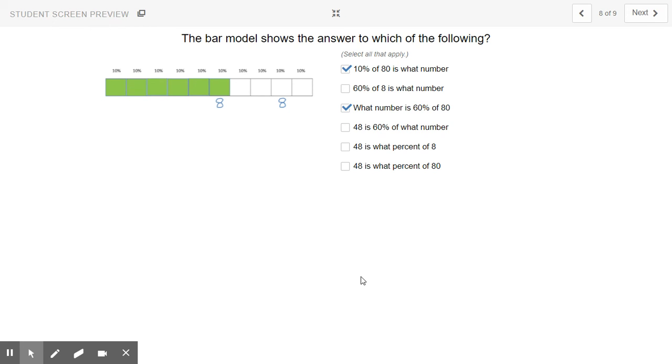48 is 60% of what number? Is it showing 48? Each green box equals 8, and there are 6 of them. 8 times 6 is 48, so it does show 48, and it does show 60%, and we're trying to figure out what the whole thing is out of. Is the whole thing out of 8? No. Does it represent 48? Yes. Is it out of 80? Yes. In this case, I'd have to find the missing percent. And the first one, remember, we don't mark because it doesn't just shade 10%.